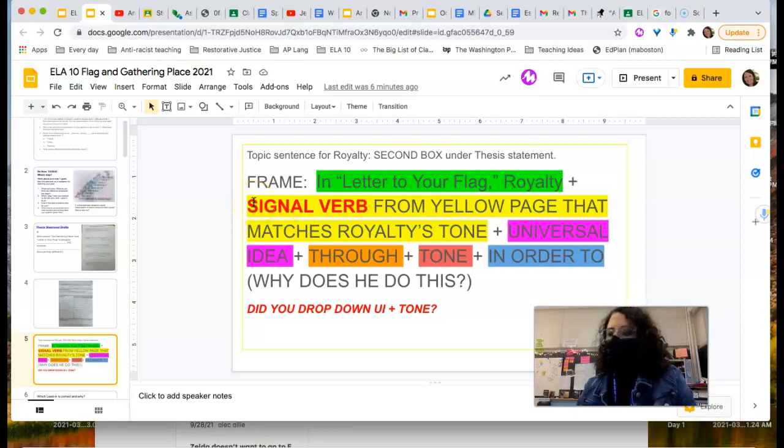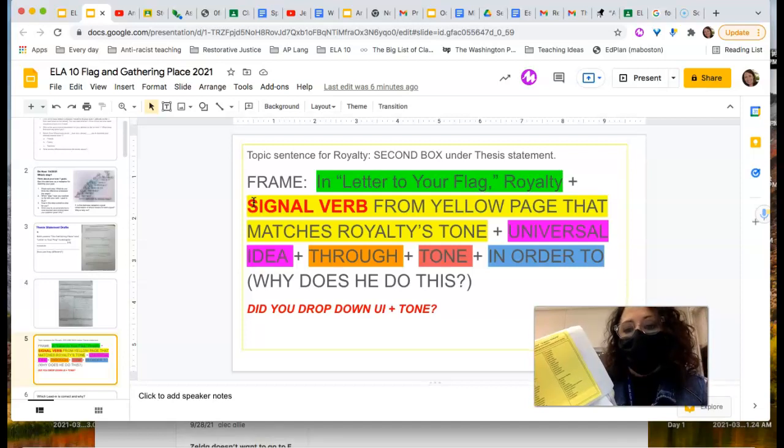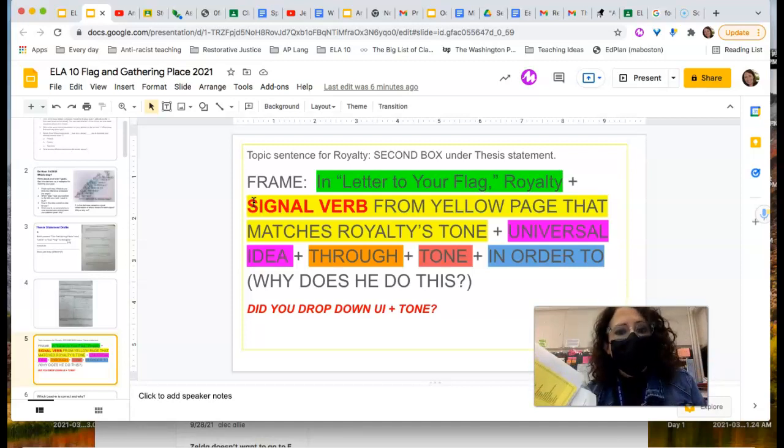Signal verb. Now let me just go through this for a second, because strong writing really depends on language and language choices. And it really depends on your verbs as well. That really livens up your writing. Instead of saying Royalty observes or Royalty explains, right? Those are all true. However, observe and explain are kind of neutral. They're kind of boring, right? Again, choose a verb that really has that same tone that Royalty displays.